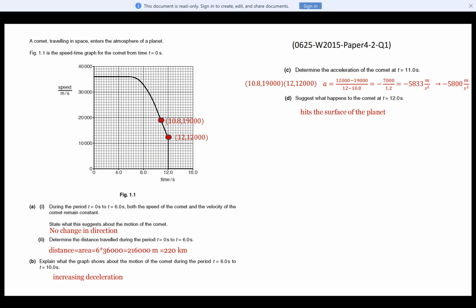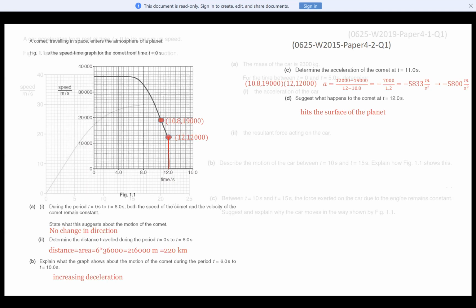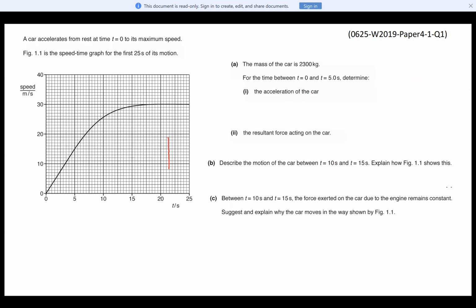Suggest what happens to the comet at t equals 12. At t equals 12, something very strange happens in the graph. You see a vertical line falling downwards, and the speed suddenly becomes 0. So what does that suggest? A collision of sorts. So the comet stops. How would that happen? When would that happen? If it hits the surface of a planet, for example. Moving on.